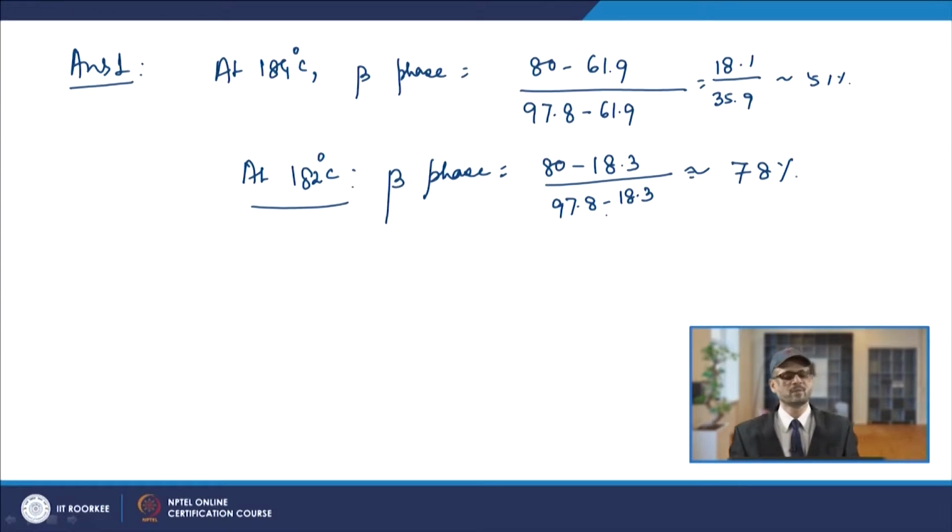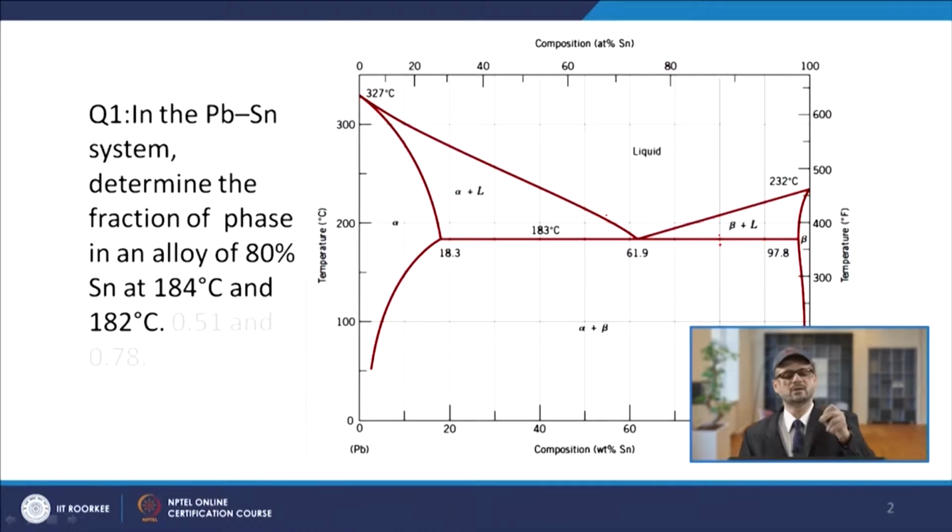So, that is how you can calculate the amount of phase, and if you go to 182 degrees centigrade, the rest percentage will be the alpha phase. So, you will have alpha as around 22%. That is how you calculate the value of the beta phase. Coming to the next question.